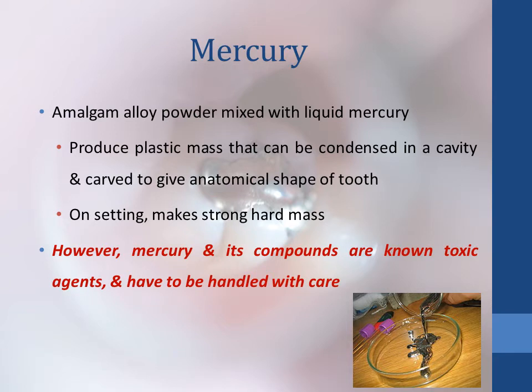When we are doing an amalgam filling, we mix the amalgam alloy powder with liquid mercury, which is known as amalgamation, and this produces a plastic mass that can be condensed in a cavity. We have already prepared the cavity in the tooth, and the amalgamation produces a plastic mass that can be easily condensed into the cavity and carved and shaped to give the anatomical shape of the tooth. As it sets, it makes a strong hard mass. However, the main concern is that mercury, as you know, is toxic and has to be handled with absolute care.